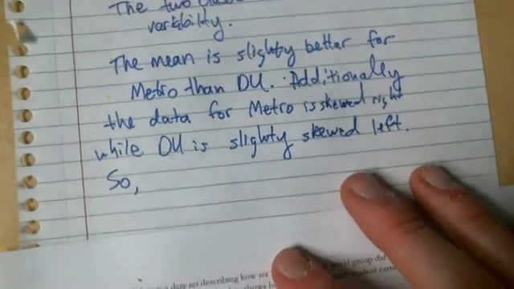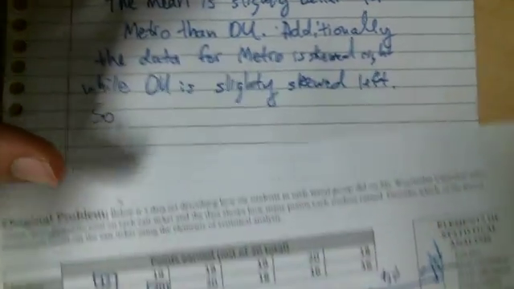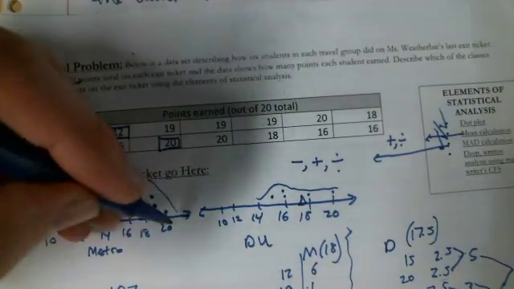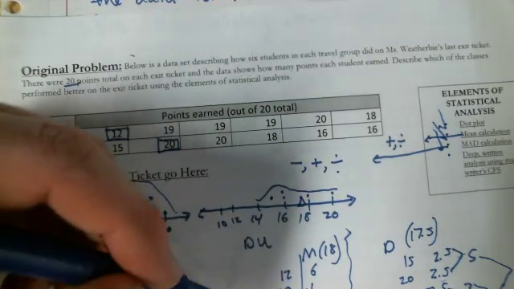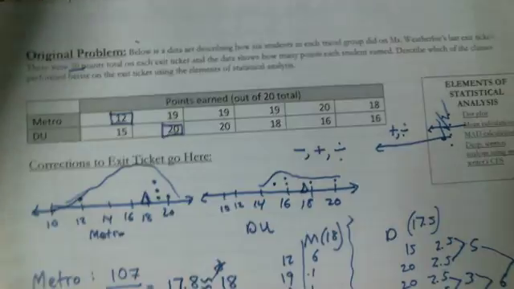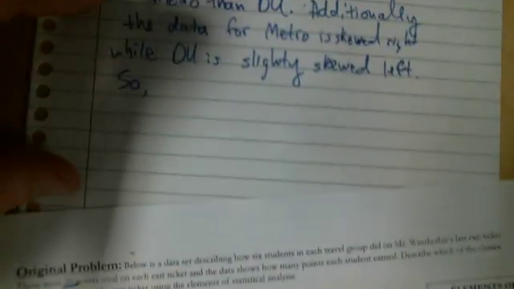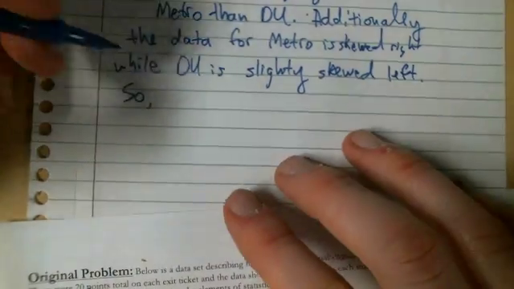So, which class do you think you'd rather be in? Well, I would think this one, right? It's more skewed towards the higher scores. This one's more skewed to the lower scores, and that affects the means just a little bit. We can see 18 is just a little better than 17.5. And the variability doesn't come into play because it's the same.